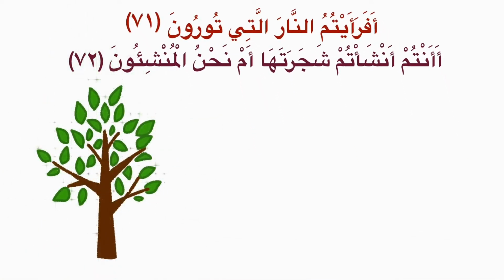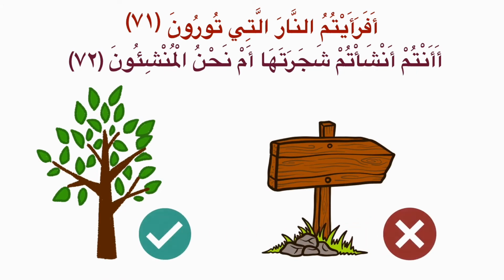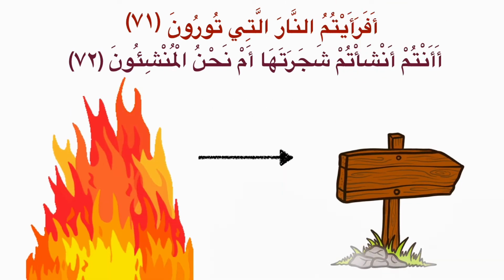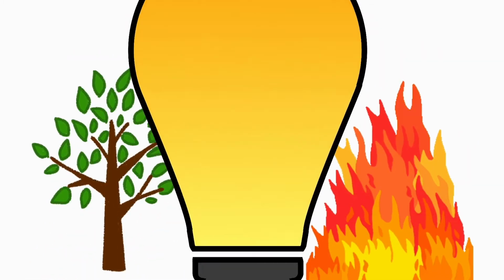In this verse, why does Allah subhanahu wa ta'ala mention the word tree, and not wood, khushub? Usually people light fires from wood, not trees. Then, what is the connection between lighting a fire and a tree?